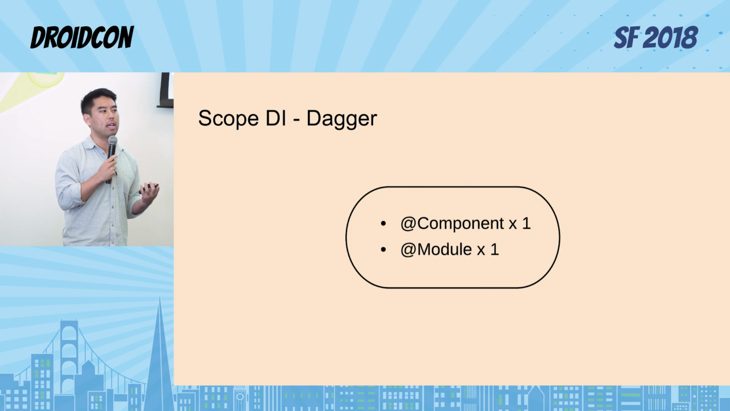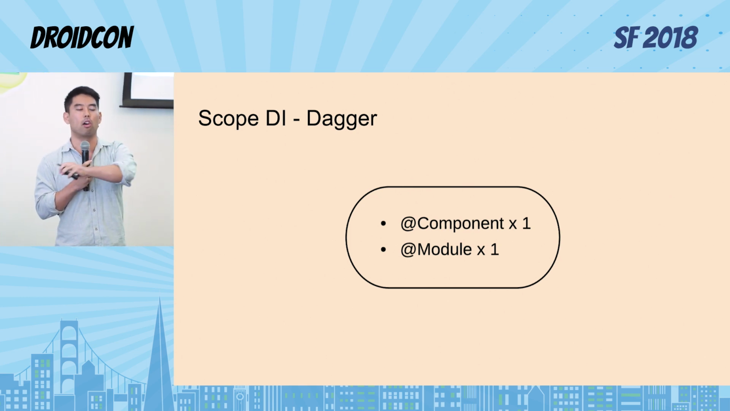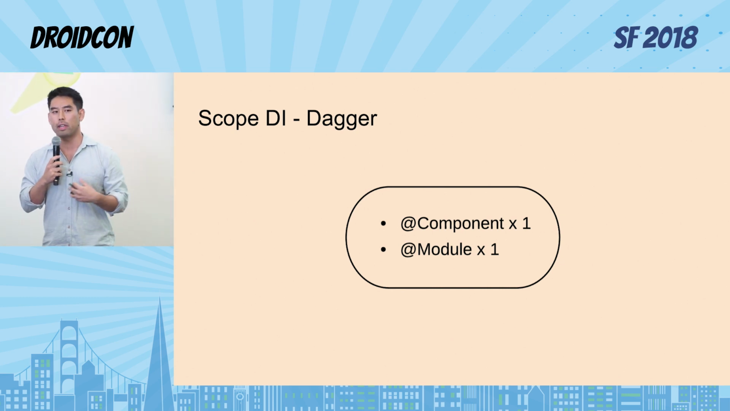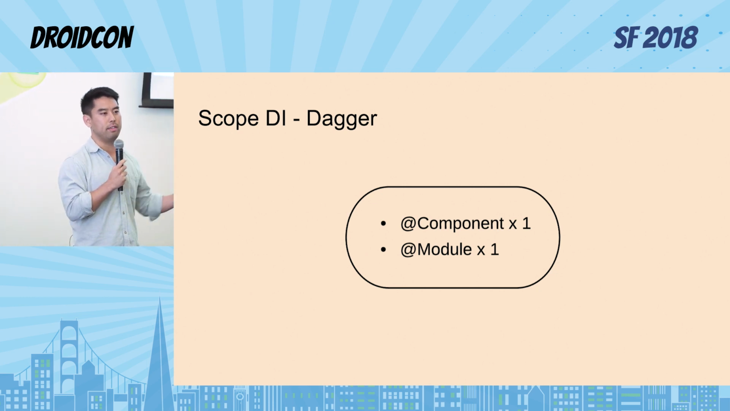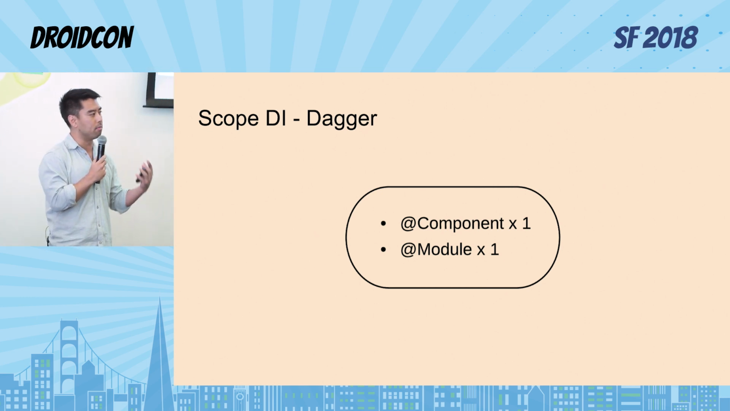Then our rule is that that dependency should live at the lowest common ancestor amongst all the scopes that are consuming that dependency. In this way, we can have our dependency live in a place that limits the visibility and lifecycle of that dependency. And the way we can do that is with this pattern, having a component and a module per each of these scopes.